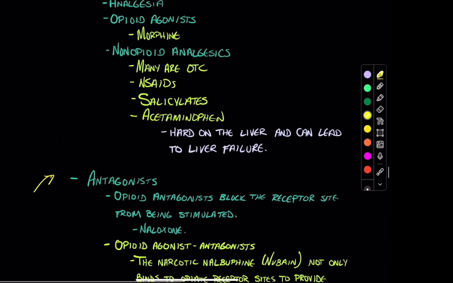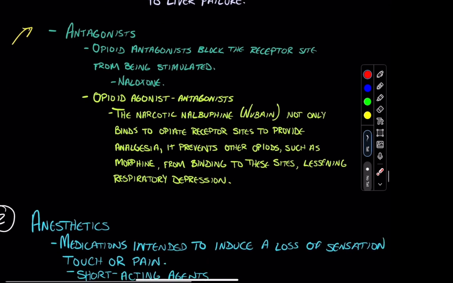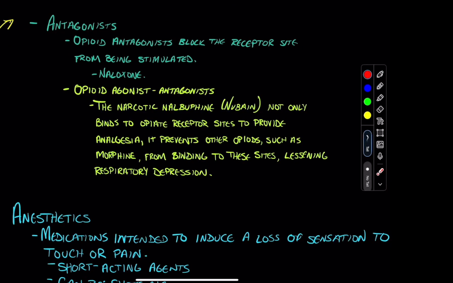And then finally, our analgesic antagonists. These are basically medications that block those receptors, like I showed in that diagram up above, and they block them from being stimulated by opiates. This is obviously prevalent right now with naloxone, so that'd be your opiate antagonist. There are also some medications circulating now called opiate agonist antagonists.